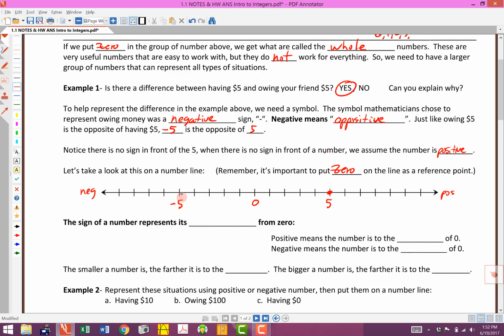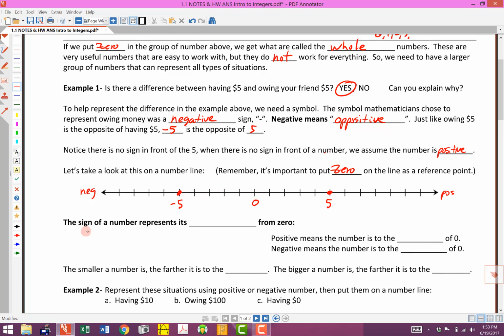So negative 5 would be right here. Okay, so there are the two numbers. Now you'll notice that the distance that they are from 0 is the same. We could count the number of little boxes here. Okay, so this is 1, 2, 3, 4, 5, and this is 1, 2, 3, 4, 5. So they're the same distance from 0, but they go in opposite directions.